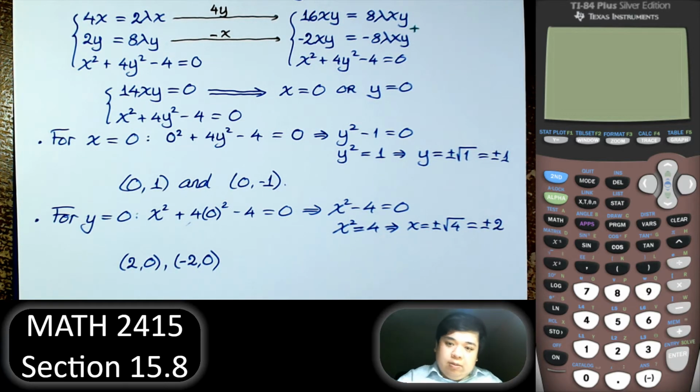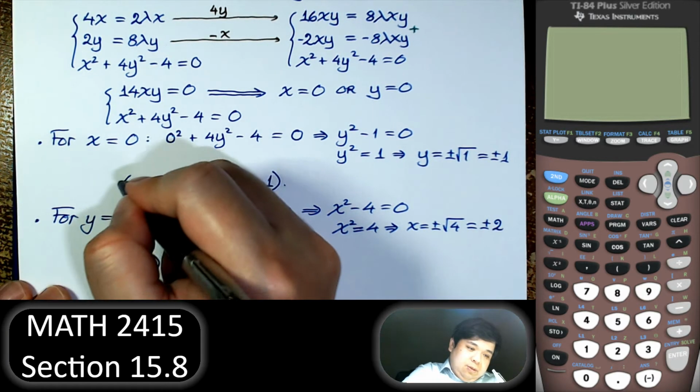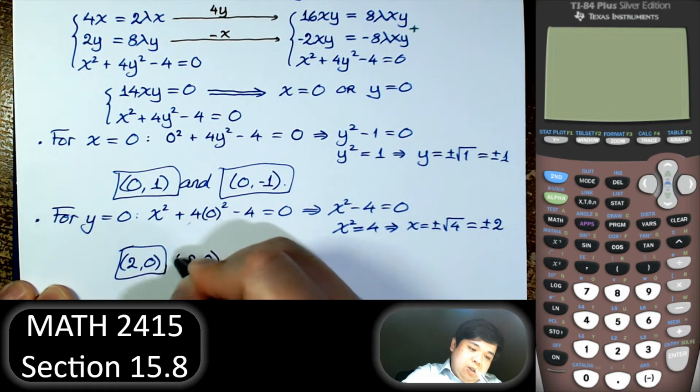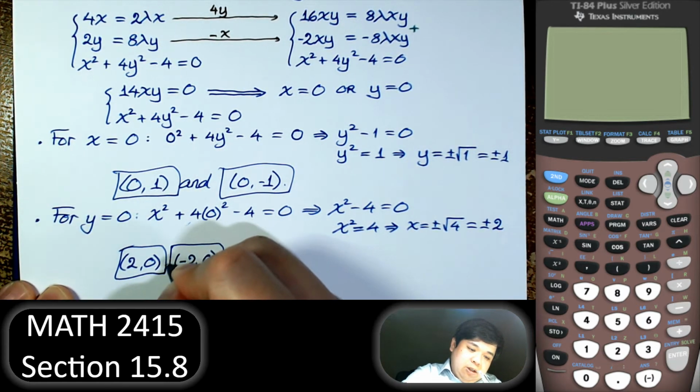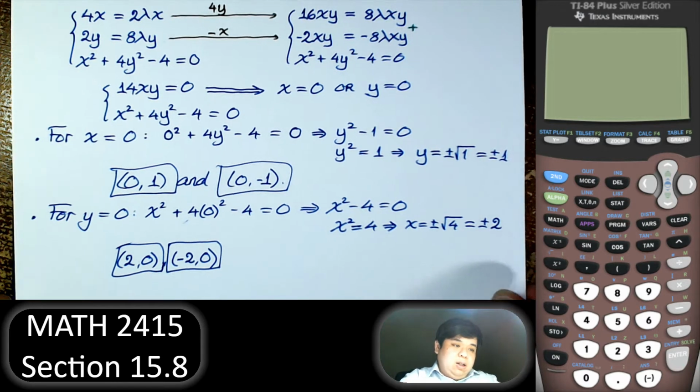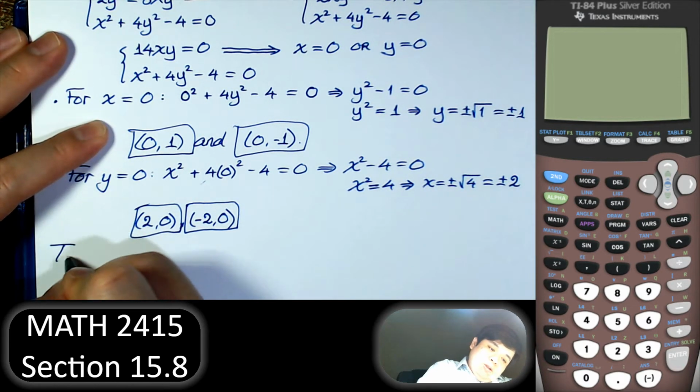4 points. 1, 2, 3, and 4. And we find the points. So after that, we just evaluate into the function to determine which one is the max, which one is the min. So next one is just a table.